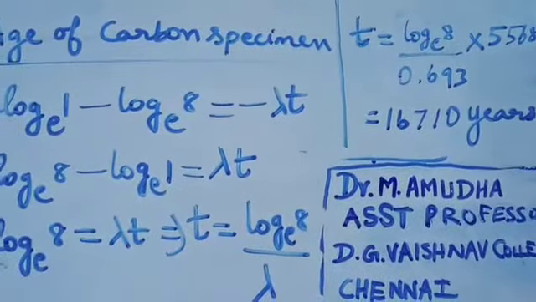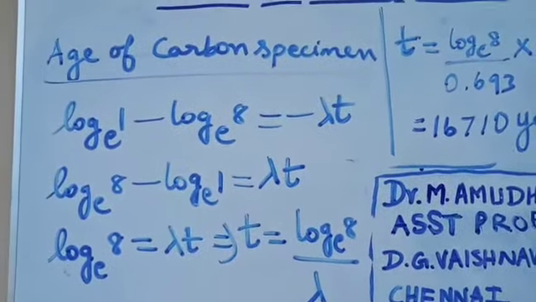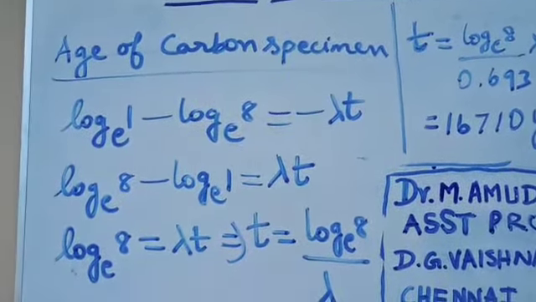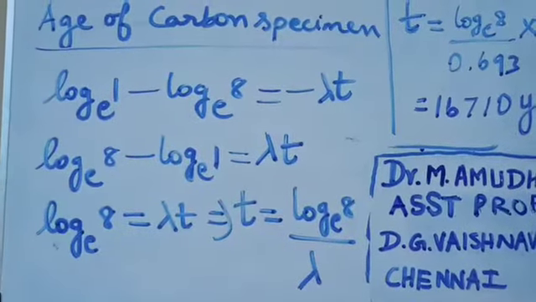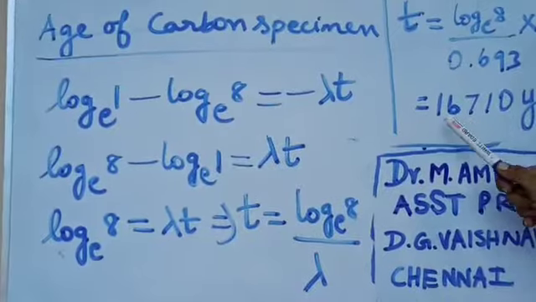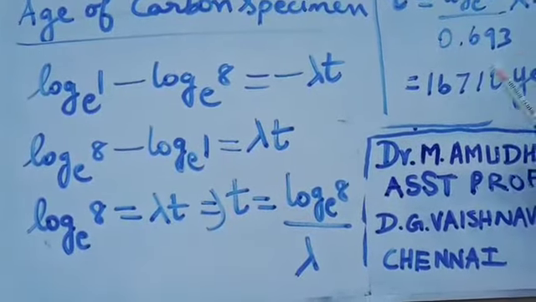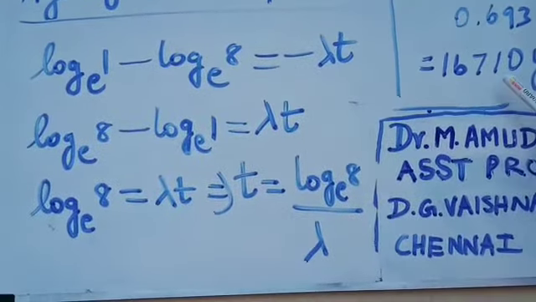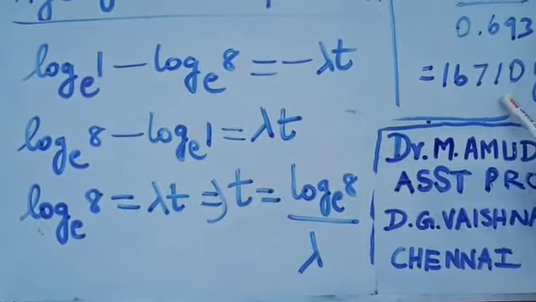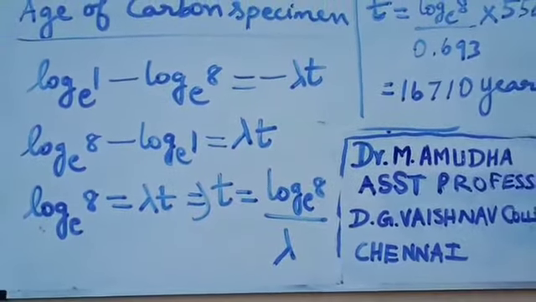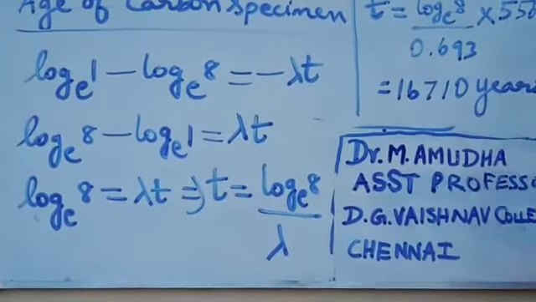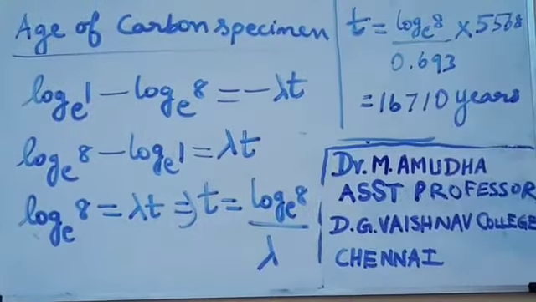The age of the carbon specimen is calculated as 16,710 years. In the problem they have given only the half-life period as well as the amount of carbon-14 present. But using the formulas we can easily calculate the age of the carbon specimen which contains the isotope C14. If a radioactive substance is present in a specimen, we can easily calculate the age of that particular specimen using these formulas.